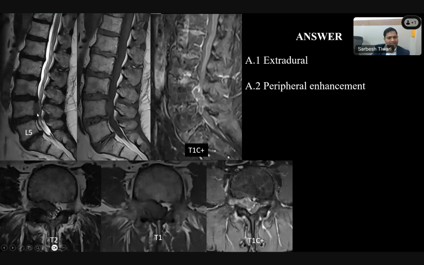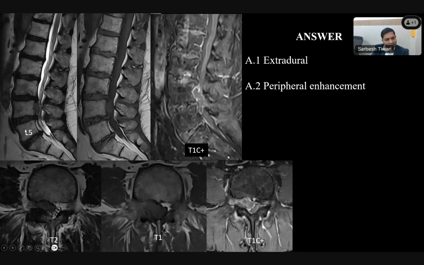So this lesion is extradural. It is located between the disc spaces of L3-L4 and L4-L5. It is causing compression of the thecal sac, as well as showing extension along the neuroforamina. Neurofibroma is one differential by Kamlesh Kumar. And what is the pattern of enhancement? The lesion is showing peripheral enhancement, and the internal part is not showing any significant enhancement.